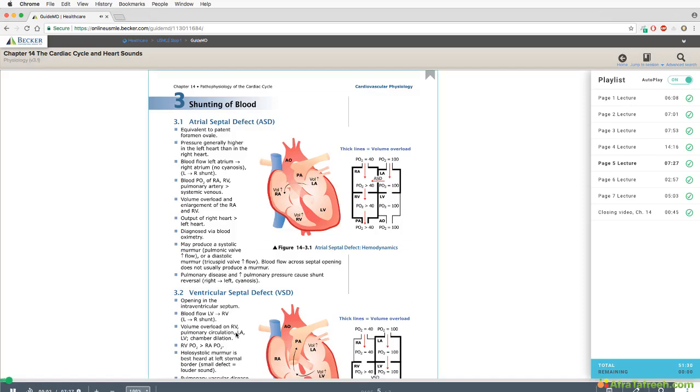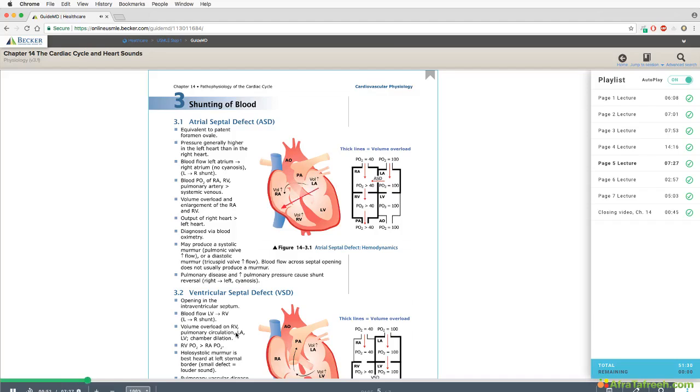What I want to consider now is shunting of blood in the heart. Now, there is an assumption when we take a look at these atrial and ventricular septal defects. The assumption is, unless you're given information to the contrary, that pressures are higher on the left side of the heart than they are on the right side of the heart. That means left atrial pressure is higher than right atrial pressure under normal conditions. Therefore, if you have an atrial septal defect or a ventricular septal defect, you assume the flow is from the left atrium to the right atrium.